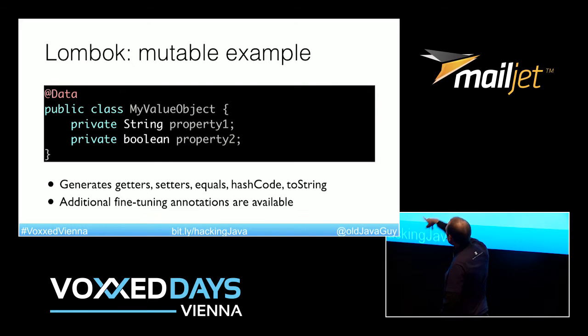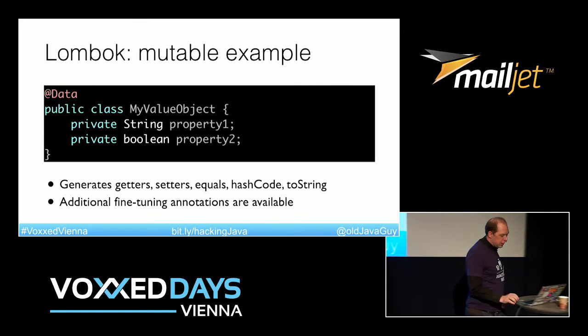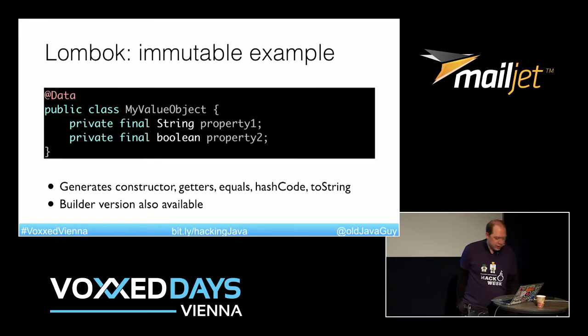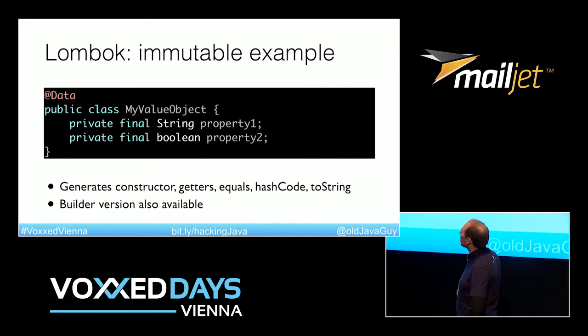So if you have this set up, then Lombok will create getters, setters, equals, hashCode, toString. And if you say, but I want this to be immutable, then all you have to do is make your properties final. And so now Lombok will create an all-properties constructor and only getters, no setters, etc. And this is pretty cool, but it's also pretty hacky.